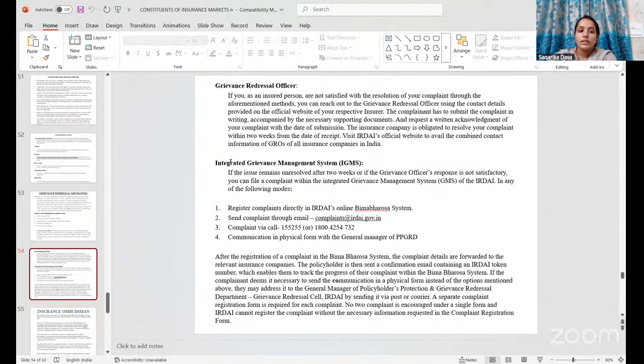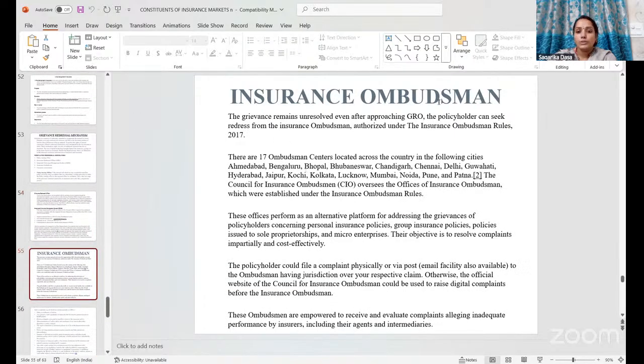Now, this is the third one. Then the fourth one we have is the insurance ombudsman. The insurance ombudsman is also a grievance redressal mechanism. If the grievance remains unresolved even after going to the GRO, that is the grievance redressal office, the policyholder can seek redress from the insurance ombudsman authorized under the Insurance Ombudsman Rules 2017. The government instituted this insurance ombudsman as per the rules of 2017.